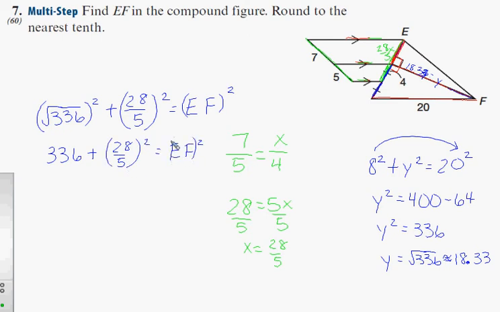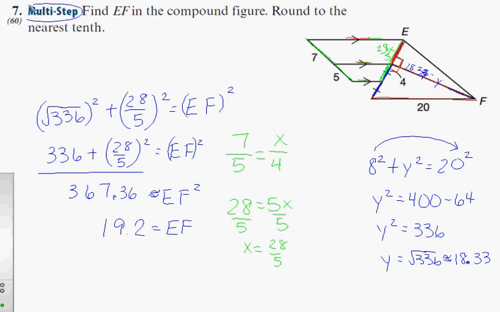And then if you put all of this into your calculator and then take the square root of that so that you can find just the measure of EF, for this part you should end up with 367.36 approximately, and then when you take the square root, you should end up with 19.2 equaling EF. Okay? Hope all of that makes sense. Multi-step. The key is figure out what you know, figure out what you need to know, and then start solving.